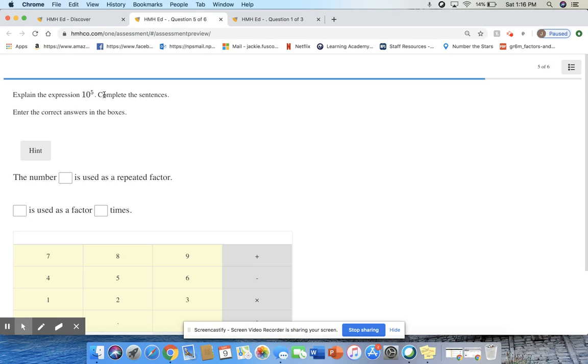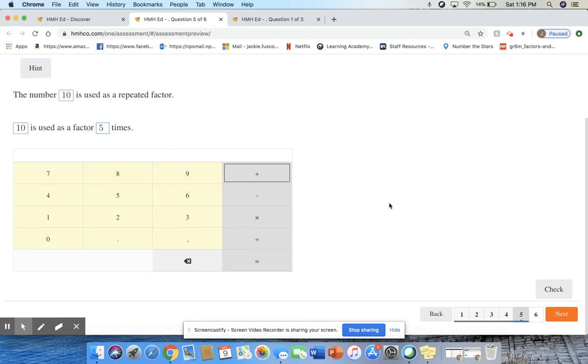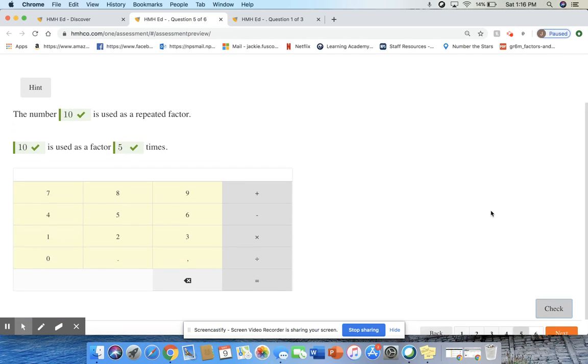Explain the expression. Complete the sentences. The number blank is used as a repeated factor. Remember, our factor is also our base. So the number 10 is the factor. 10 is used as the factor how many times? We have to check our exponent. If my exponent is 5, that means 10 is used as a factor 5 times. Let's check. Awesome.